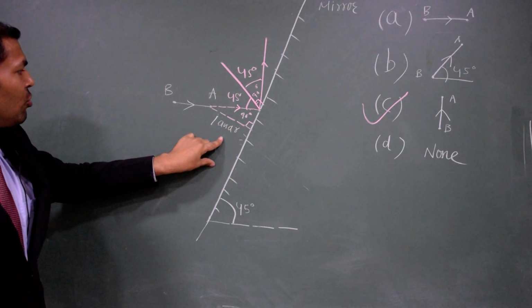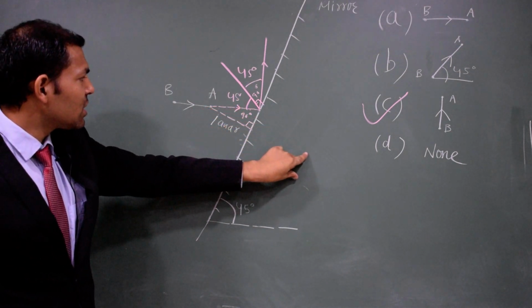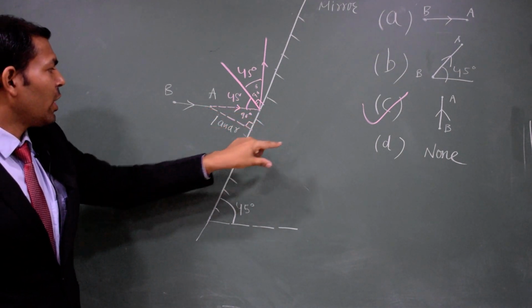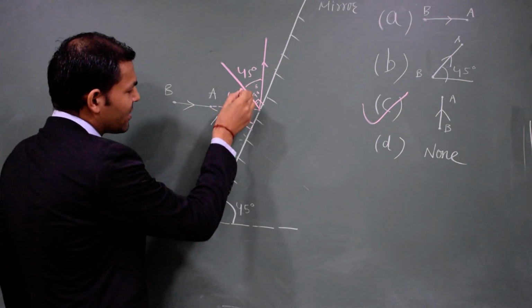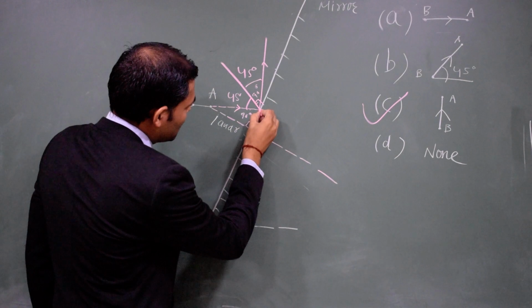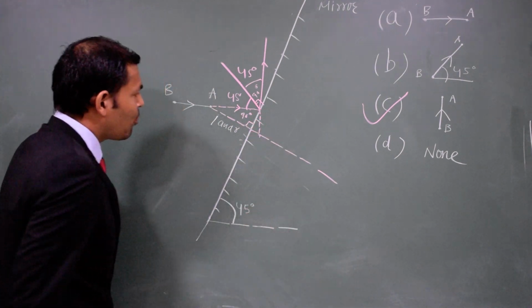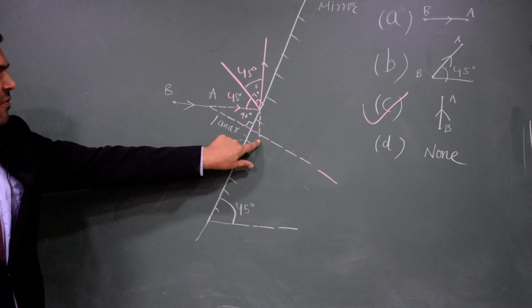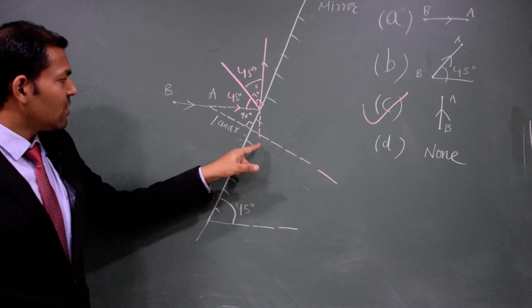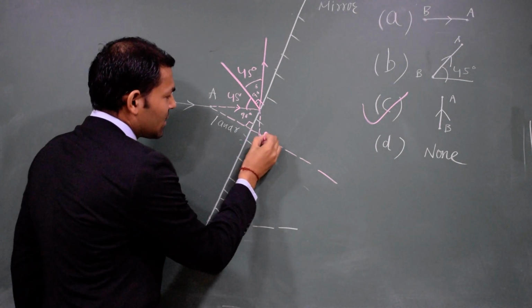Now these 2 reflected rays are not meeting at a point. So what we will do, we will extend these 2 reflected rays behind the mirror so that they can meet at a point. Now we are extending these reflected rays. The point where these 2 reflected rays are meeting will be point A of the image. So this will be point A.